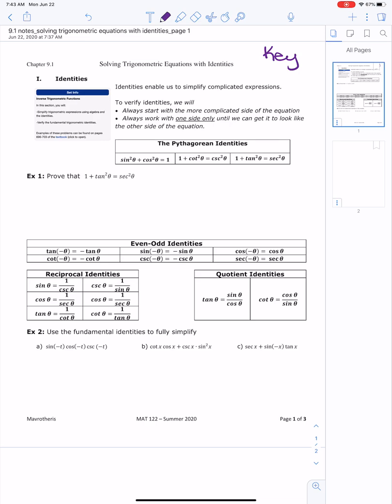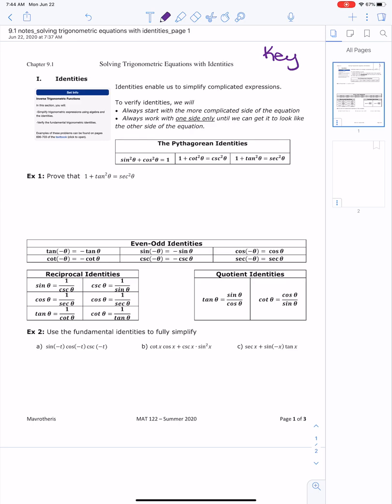Remember that an identity means the equation is always true no matter what value we put in for the variable, okay? So we've got a review up here. This box gives us all the Pythagorean identities. We've got sine squared theta plus cosine squared theta equals 1. We can rewrite that by dividing everything by sine squared theta as 1 plus cotangent squared theta equals cosecant squared theta. We can also rewrite it by dividing everything by cosine squared theta as 1 plus tangent squared theta equals secant squared theta.